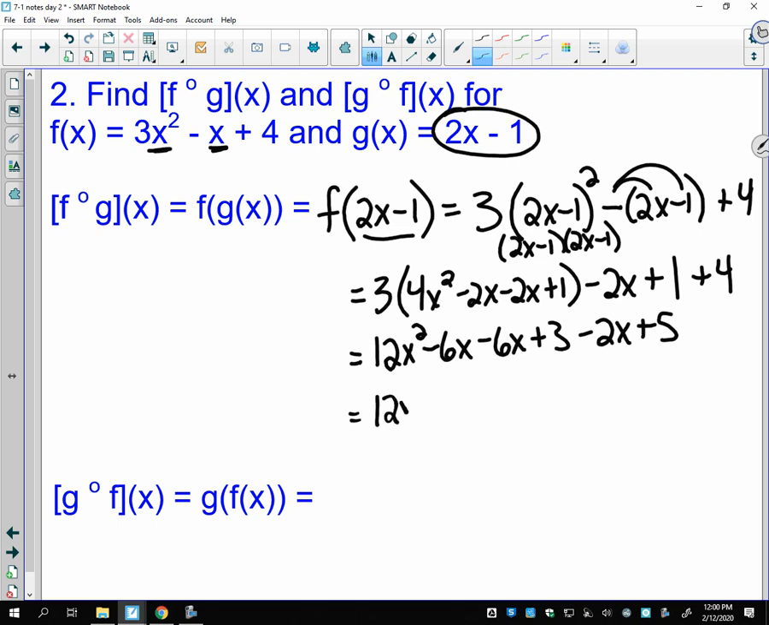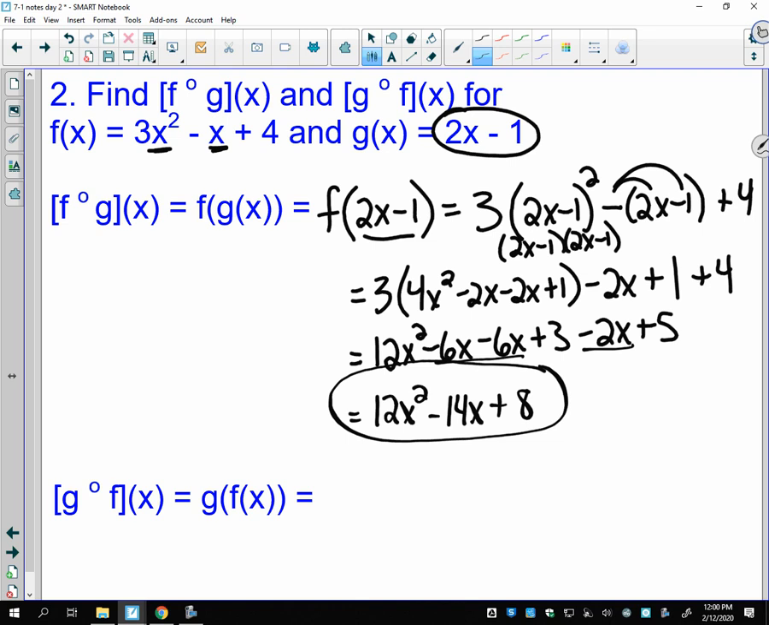So I get 12x squared. And then negative 6x and negative 6x is negative 12x. Minus 2 more would be negative 14x. And then 3 plus 5 is 8. And that would be my new function. So we've taken those 2 functions and we've made a new function out of it.